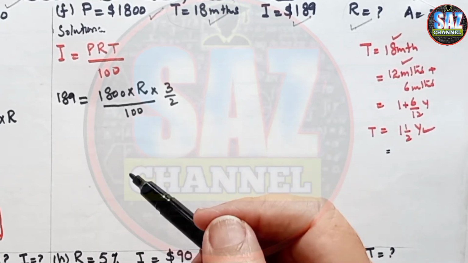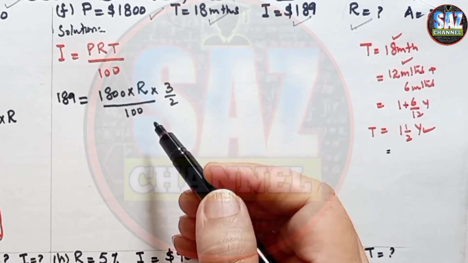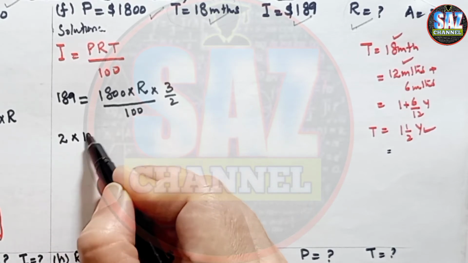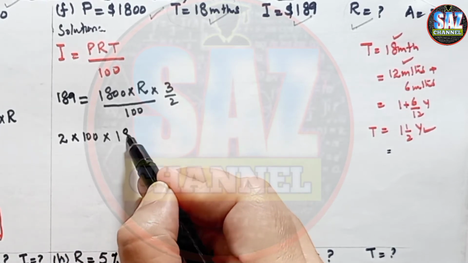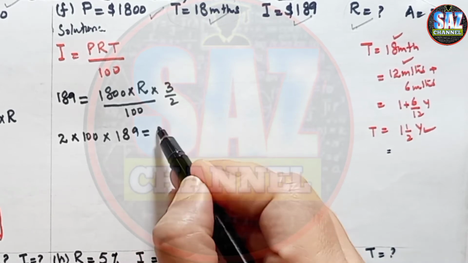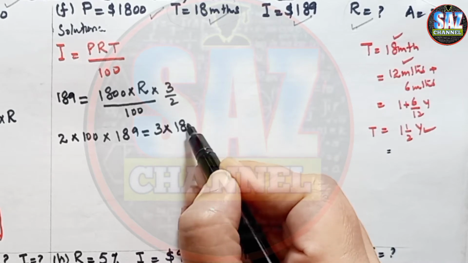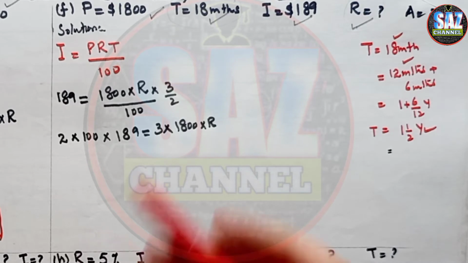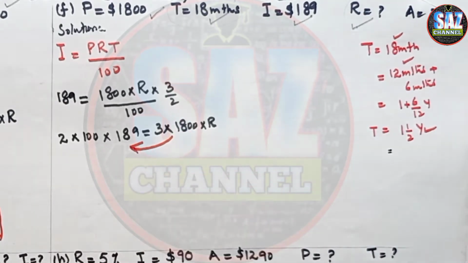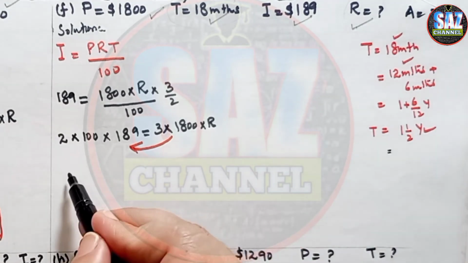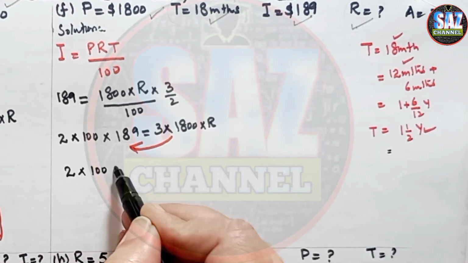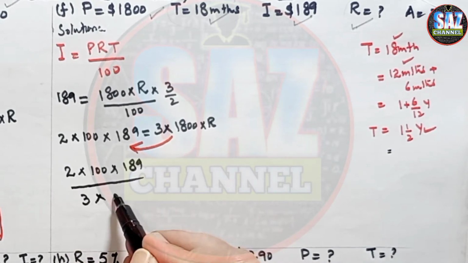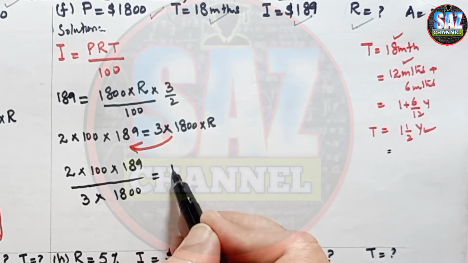Now in order to get the value of R, I will be shifting this 2 to the other side, and the equation will take the form 2 multiplied by 100 multiplied by 189 equals 3 multiplied by 1800 multiplied by R. And now shift this 3 multiplied by 1800 to the other side, and the equation will take the form 2 multiplied by 100 multiplied by 189 upon 3 multiplied by 1800 equals rate.